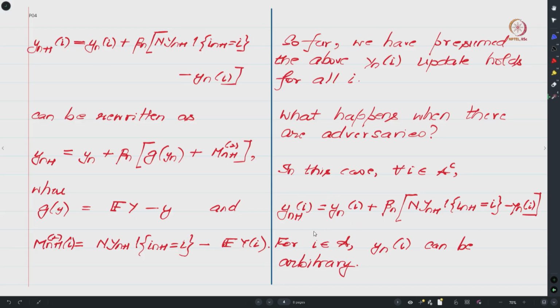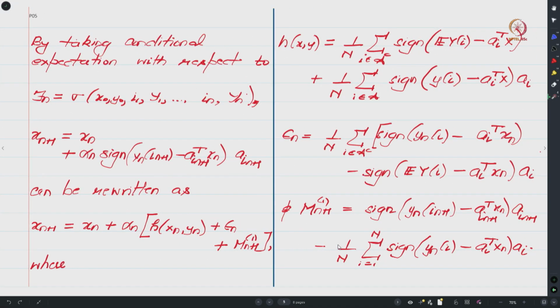However, if i is adversarial in nature, then this expression can be arbitrary, because this need not follow this update rule, because the adversary need not do what we are expecting it to do. However, the honest workers will indeed do what we are expecting it to do. So the difference between this and this is that in the honest case, we presume that this update rule that we have over here is followed for all i, whereas in the case where we have adversaries, this update rule is only followed by honest workers, and for adversarial coordinates we will presume that this yn of i is some arbitrary value. Is this okay?